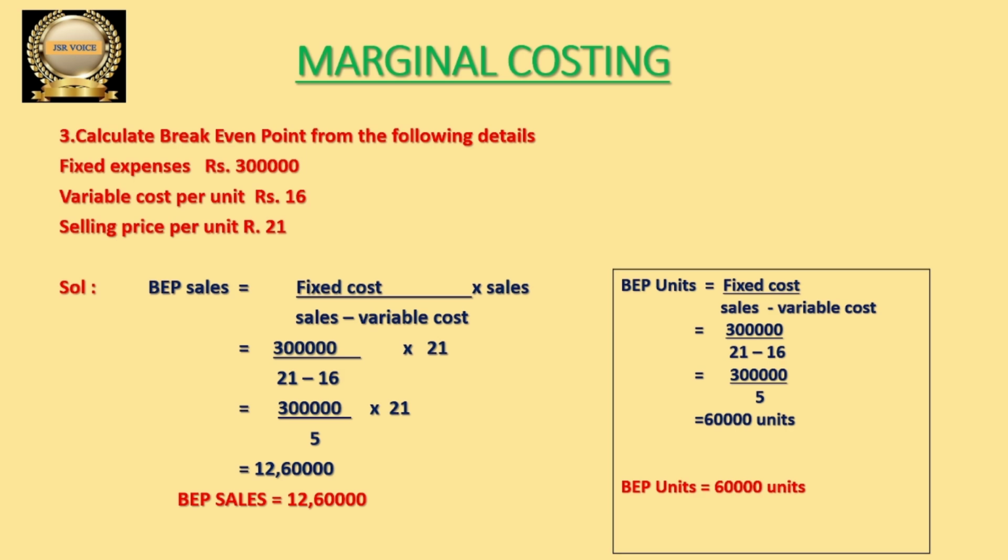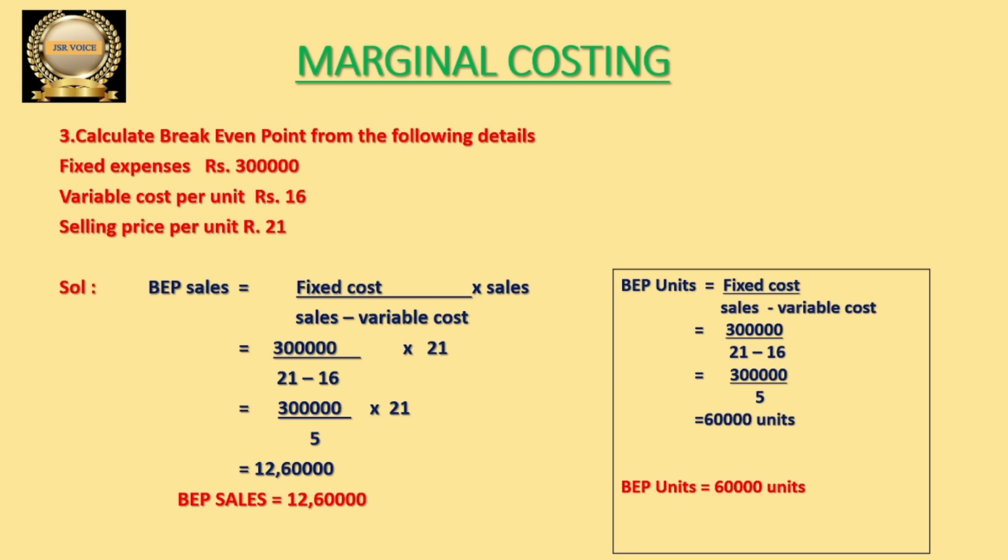We will get again in the next step 3 lakhs divided by 5. So if you do that calculation, we get 60,000. Since this is BEP units formula, we have to write that as 60,000 units. So BEP units are 60,000.